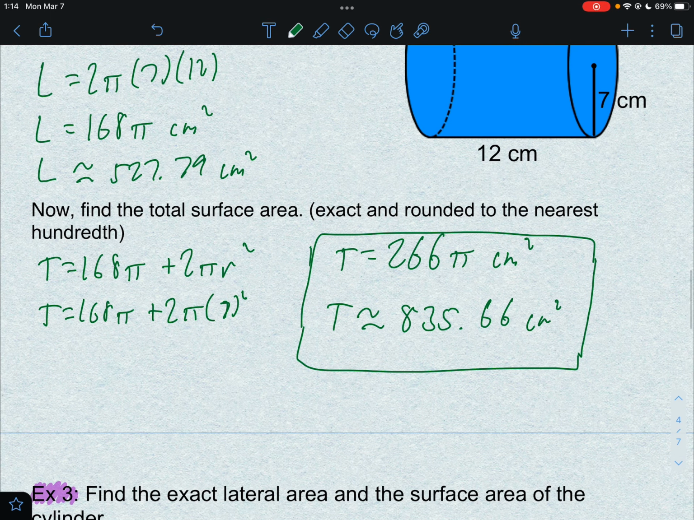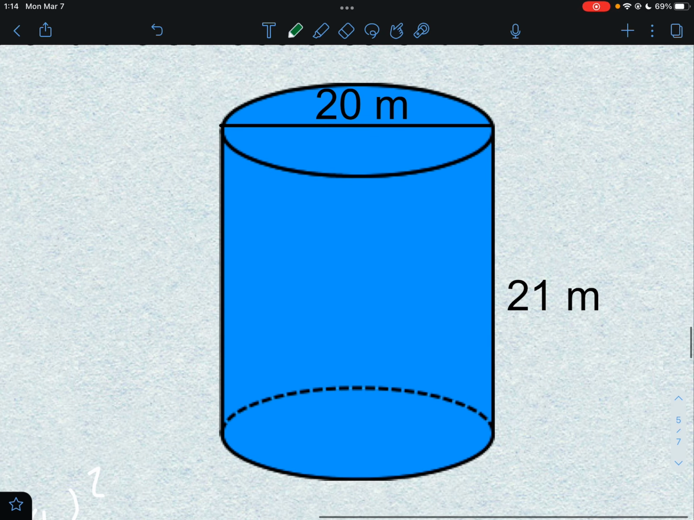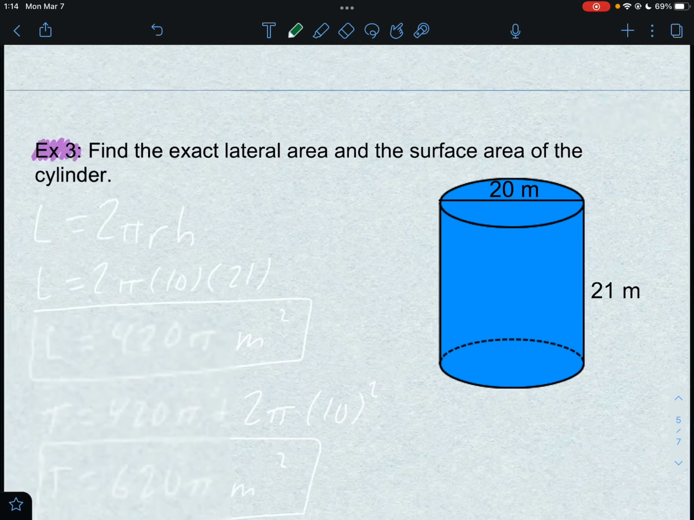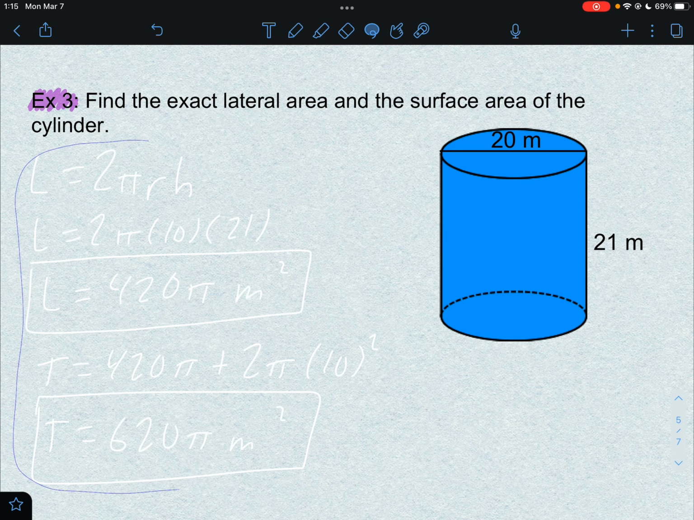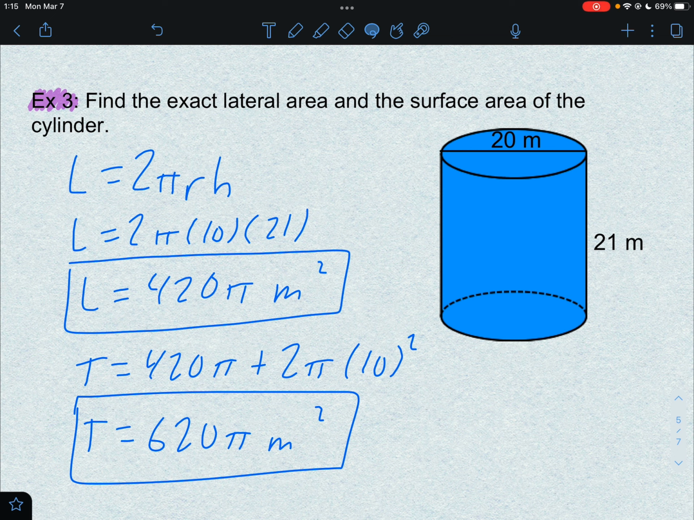The next one, I'd like you to pause the video here, take a look at the cylinder, and try to find the lateral and total surface area on your own. When you're ready, unpause the video to check your answer. So here are the answers, in exact form. If you gave a rounded answer for each of these, technically it would be wrong because the question does say in exact form here. So we want to make sure we don't type pi in our calculator and leave it like that.